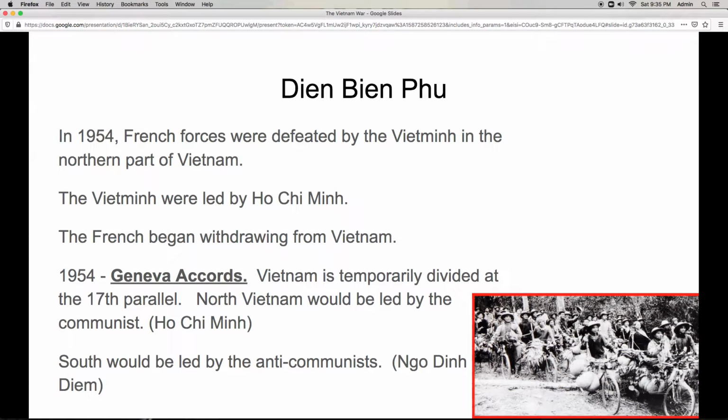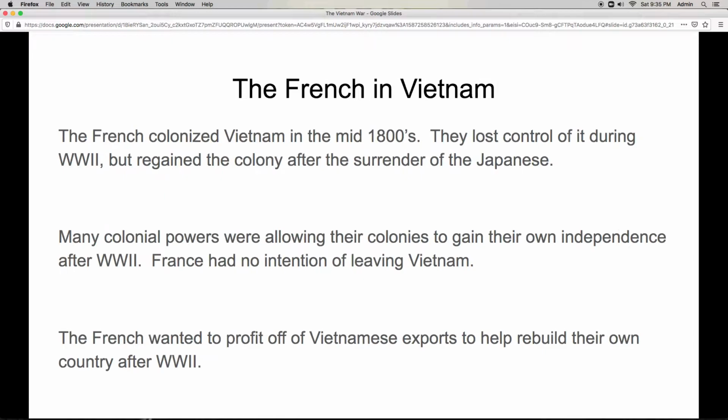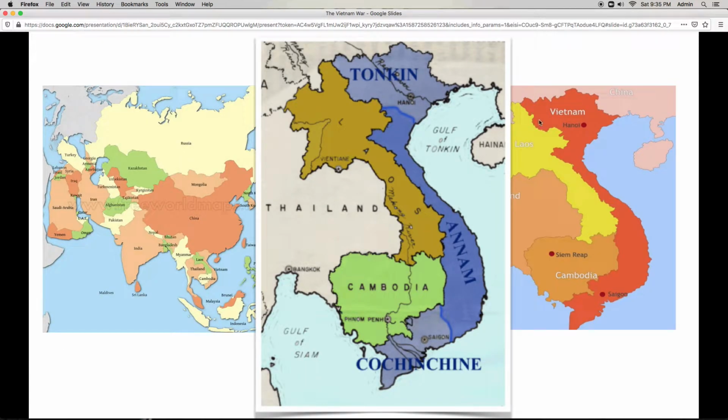And this army is going to be able to fight the French. And that's going to happen at a place called Dien Bien Phu. Dien Bien Phu is located right up in this region here. It's in North Vietnam. It's a city.